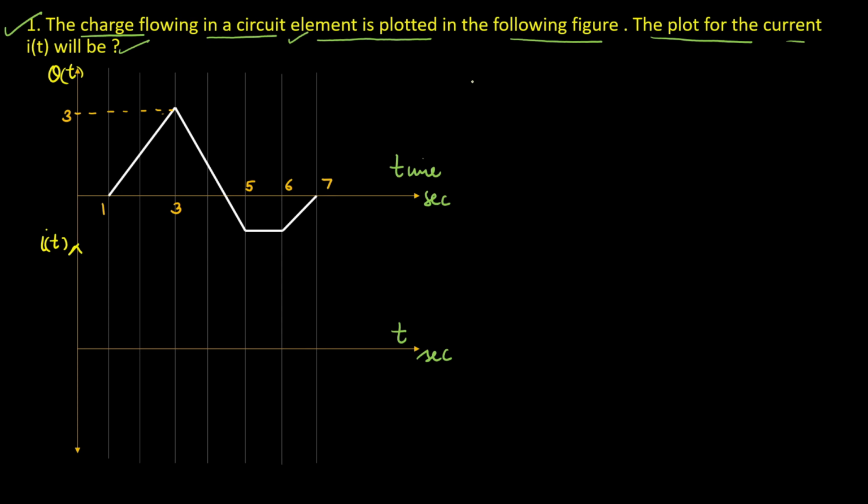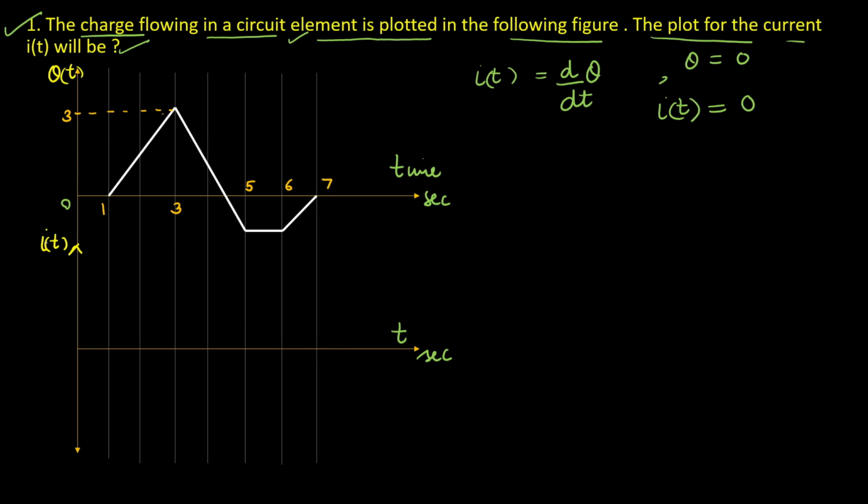We know that I of t is equal to dq/dt. As you can see, from 0 to 1, the value of q is 0. It means that the value of the current will also be equal to 0.